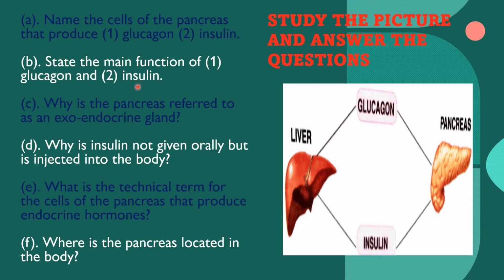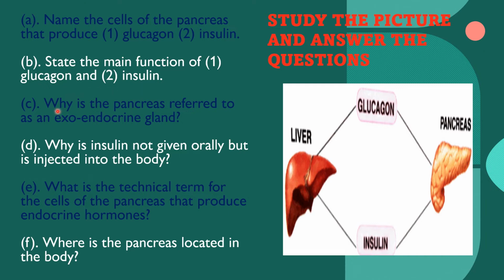Then what is the major function of insulin? Insulin stimulates deposition of extra glucose of the blood as glycogen in the liver and muscles. Then these two hormones' functions are antagonistic, right? That is, opposite.